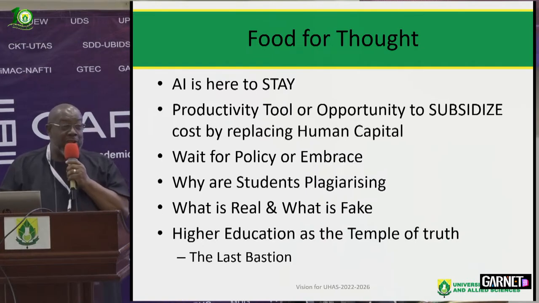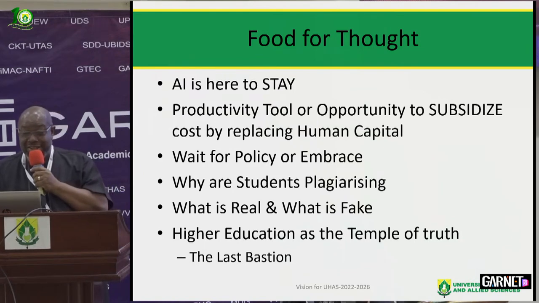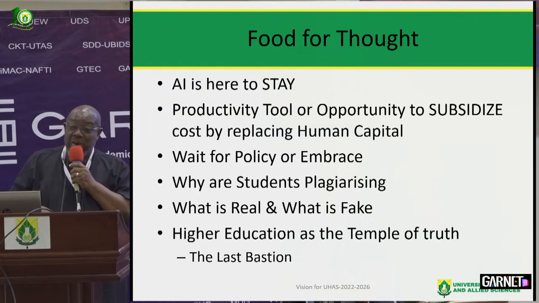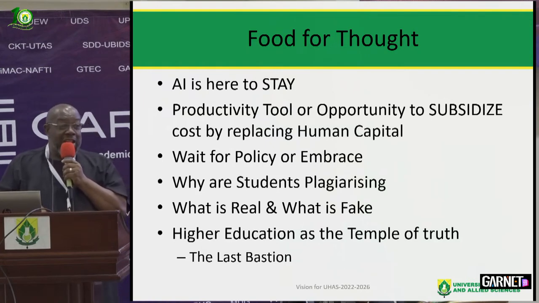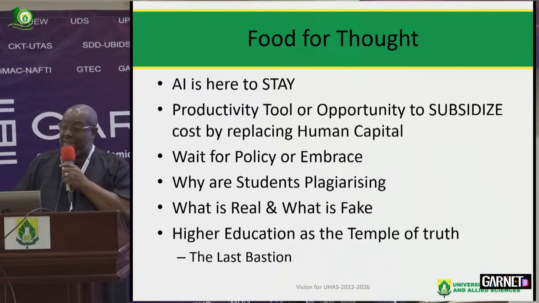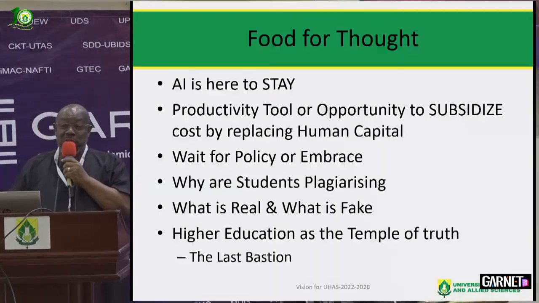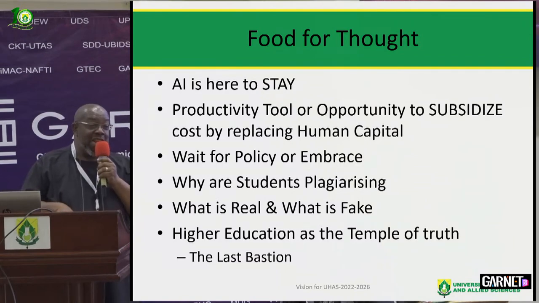Is GTEC going to take forever to come up with a policy or policies guiding artificial intelligence? Or are they waiting for it to be universally used and abused before they come up with policies to guide its usage in our tertiary institutions? If we say students are plagiarizing, why are they plagiarizing? How can we use artificial intelligence in that area?